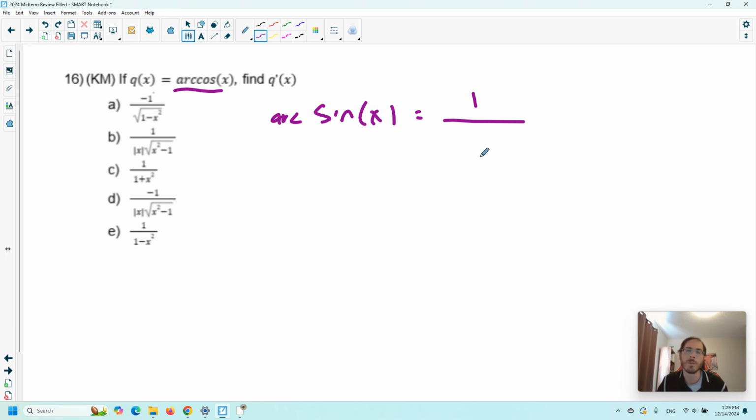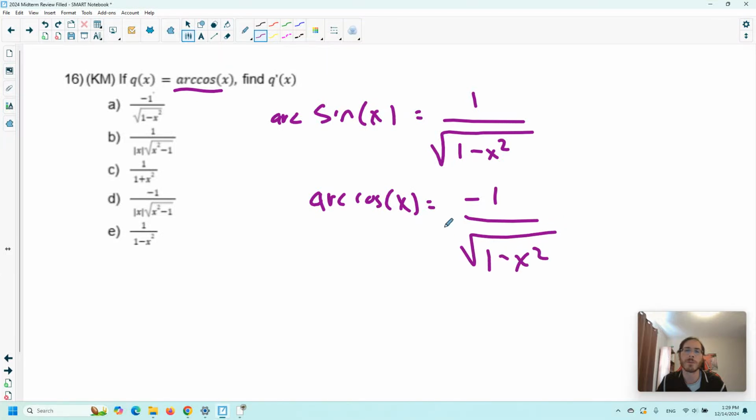So remember, u would be u prime on top. But we got 1 over 1 minus x squared. So that means if I want to do arc cosine of x, that would be negative 1 over square root 1 minus x squared. Okay, so that's going to be a. So there we go. Pretty good.